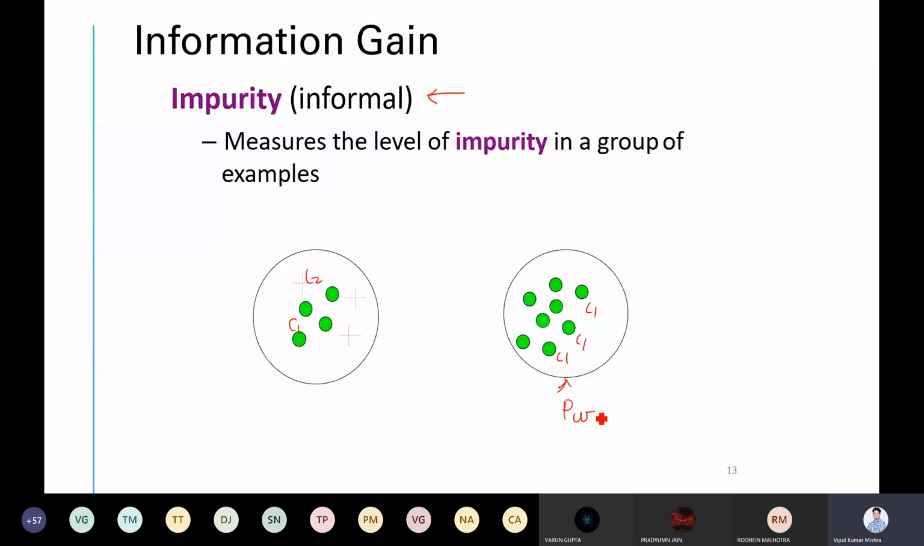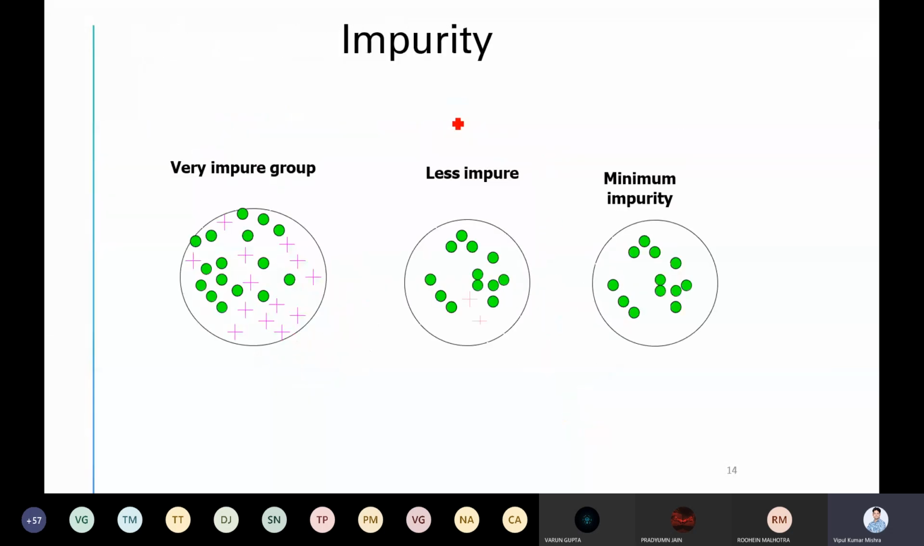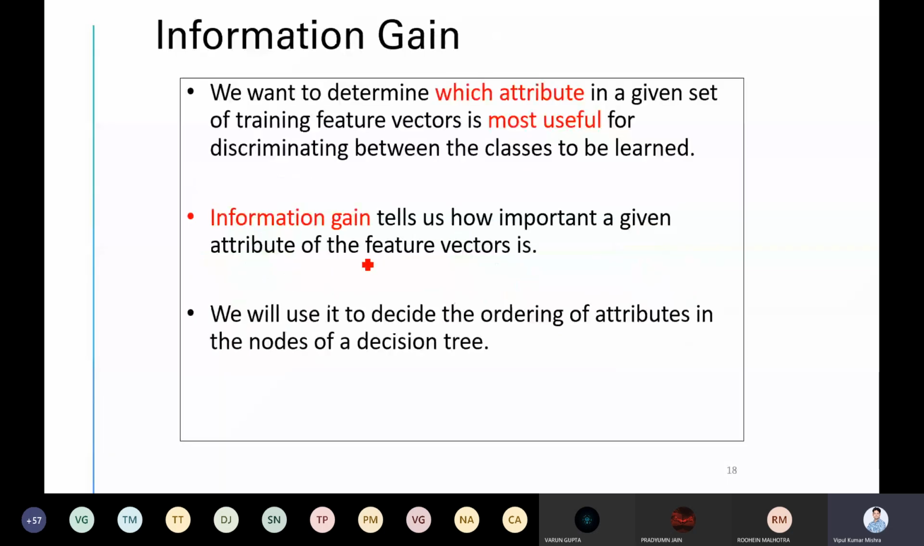Once we start, we will get some impure set, and then we will move towards the purity side. The question is how to compute it, because just saying impure or pure is not enough. You need to quantify it. In order to quantify, there is one thing known as information gain. We'll discuss information gain in this lecture itself.